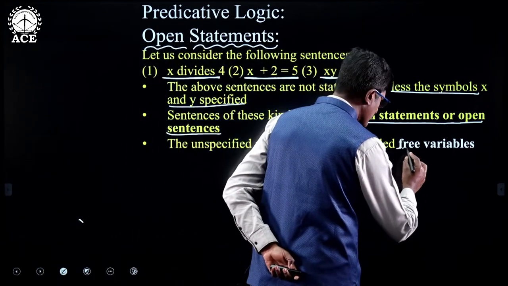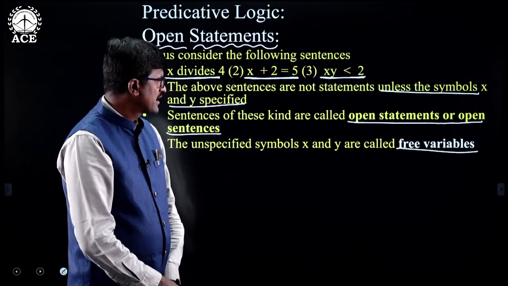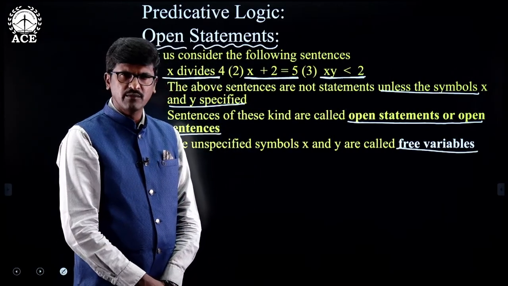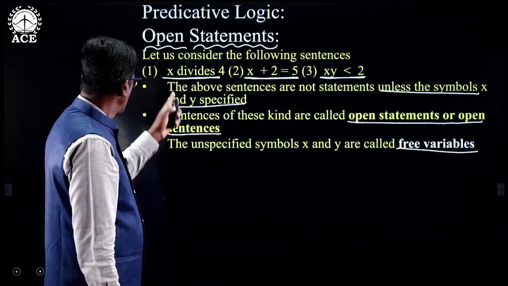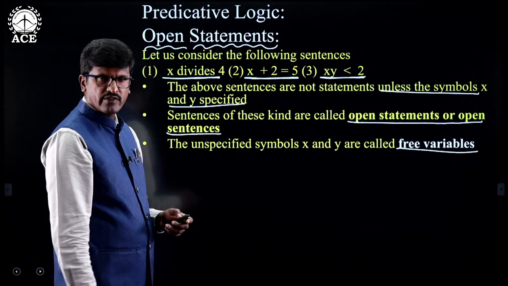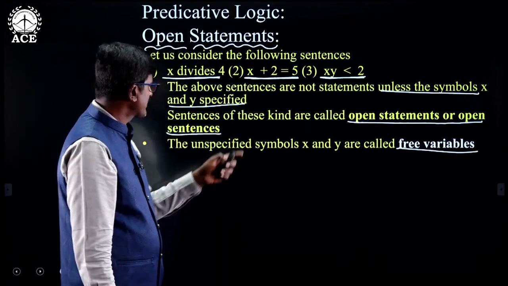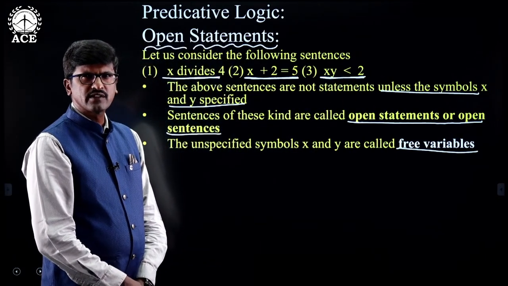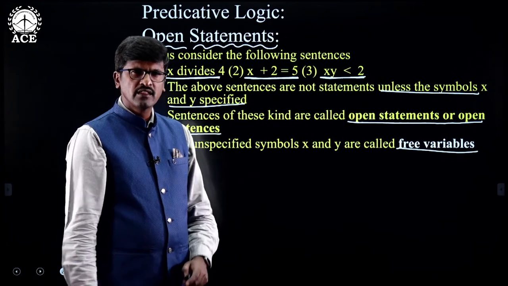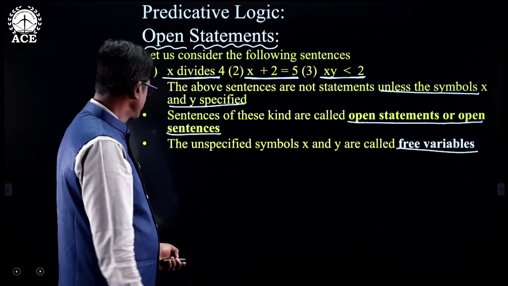There is a name for the variables involved in the open statements, and that name is free variables. Free variables are nothing but the variables which are there in the open statements. In the first example, the free variable is x. In the second example, the free variable is x. In the third example, the free variables are x and y.